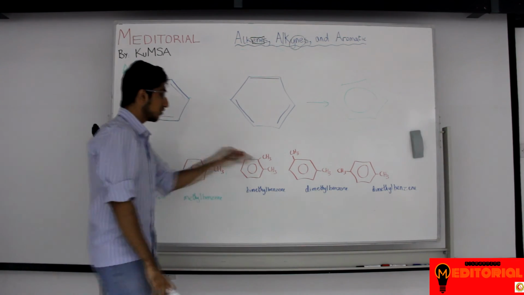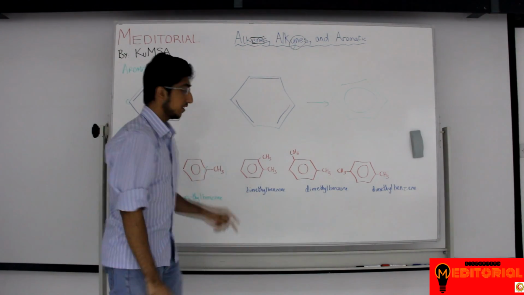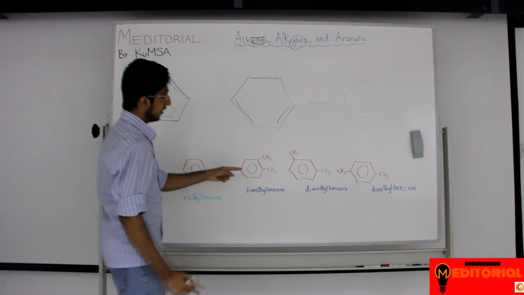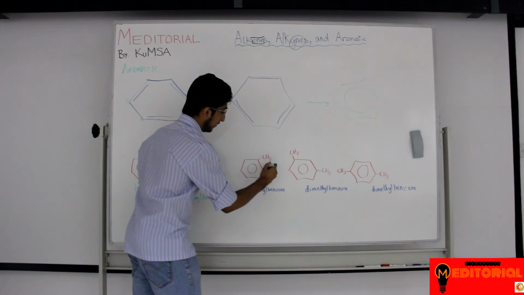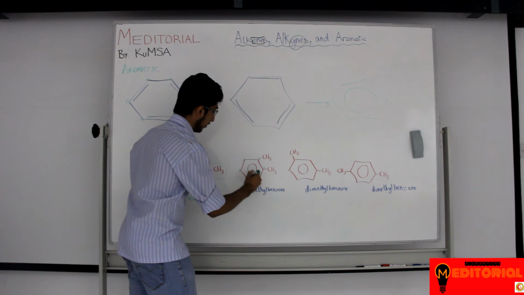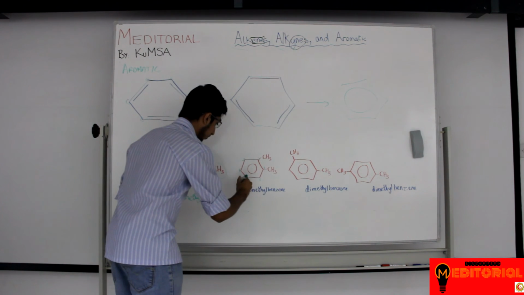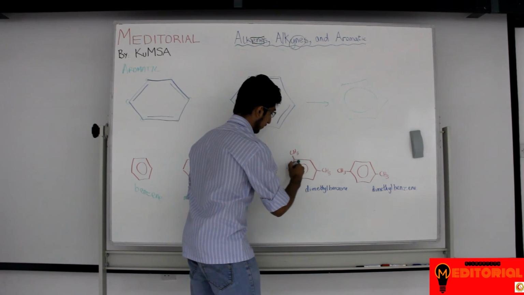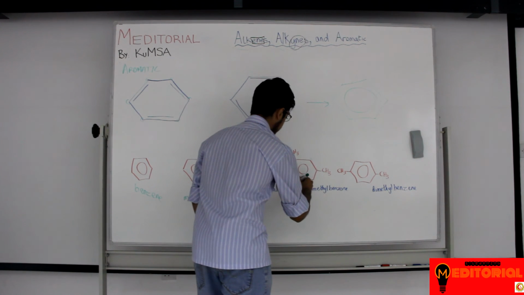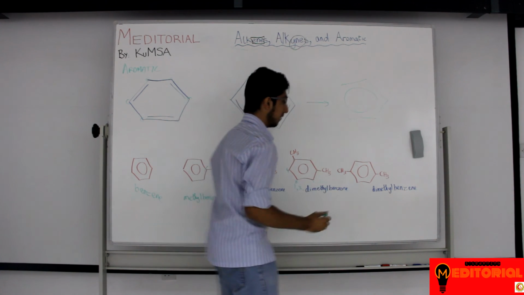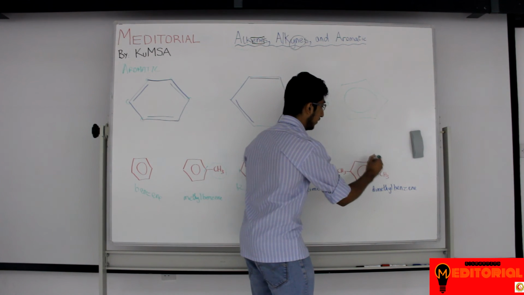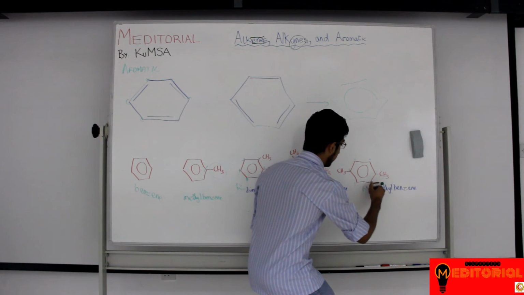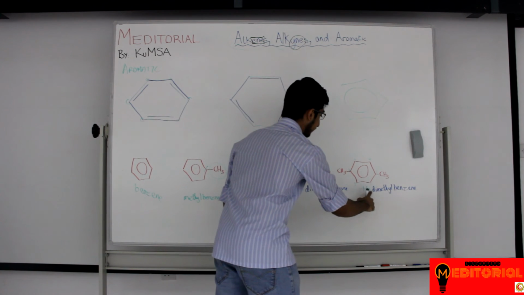Now, as you can see, I've drawn out 3 different types of dimethylbenzene. 2 methyl groups attached to the benzene. But there's a difference in all of them. This one is, if you label the carbons 1, 2, 3, 4, 5, 6, this is 1,2-dimethylbenzene. This is 1, 2, 3, 4, 5, 6. This is 1,3-dimethylbenzene. What about this one? This is 1, 2, 3, 4, 5, 6. This is 1,4-dimethylbenzene.